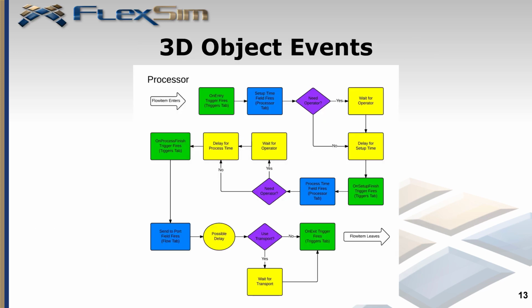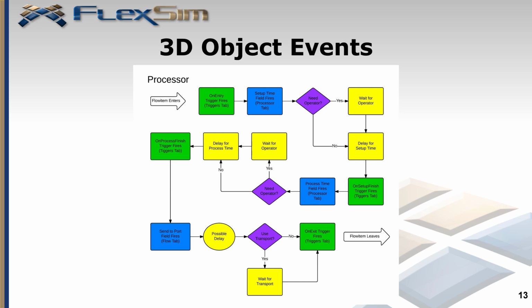Okay, all of the 3D objects in the 3D object library have events behind the scenes that are going on. If we look at the events associated with the processor object, it'll hopefully give you a better understanding of how events and objects relate. So, what happens, we'll start up at the top left, when a flow item enters a processor object? Well, an on-entry trigger fires. It can be found on the Triggers tab of the properties for that processor object.